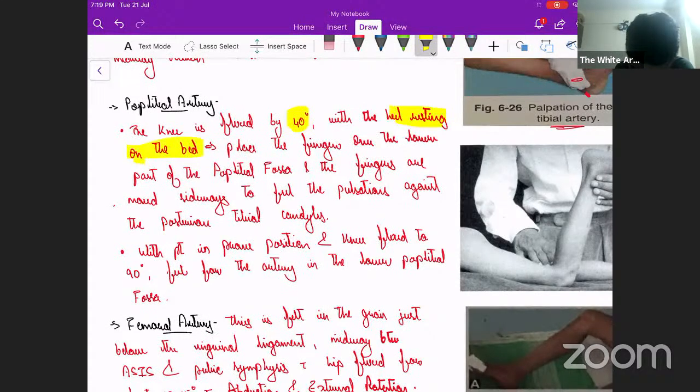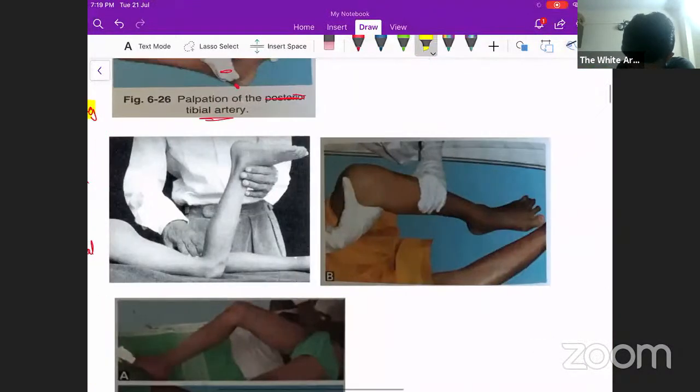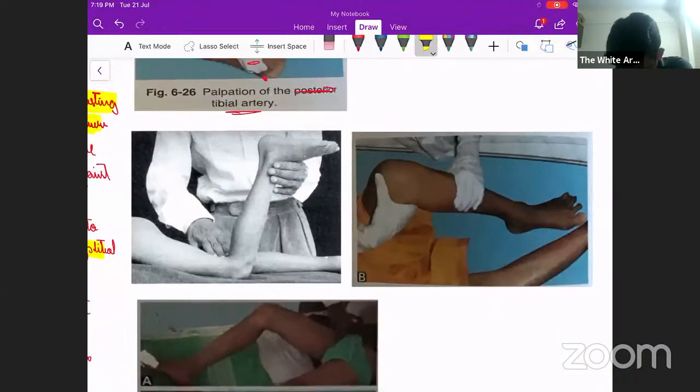Place the finger over the lower part of the popliteal fossa, and move the fingers sideways to feel for the pulsations against the posterior tibial condyles. Don't do it above, you will not find it. With the patient in prone position, the knee is flexed to 90 degrees and feel for the artery in the lower popliteal fossa. Same thing being demonstrated. Over here 30 to 40 degree flexion, over here 90 degree. This is supine, this is prone.